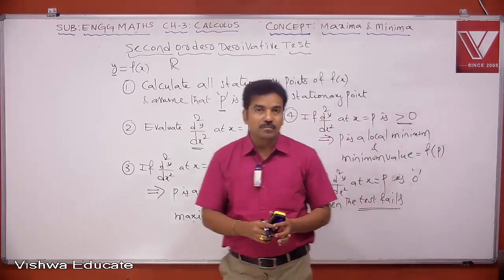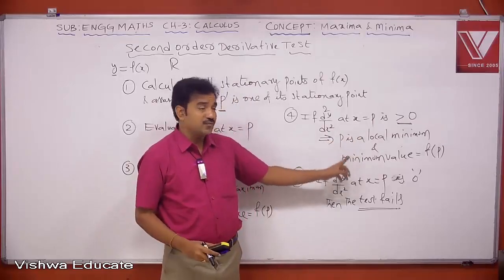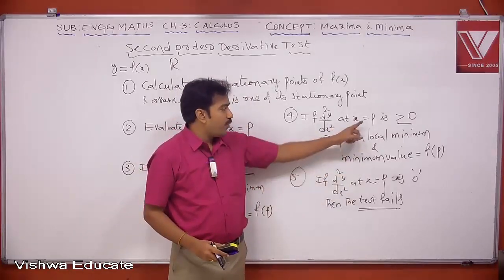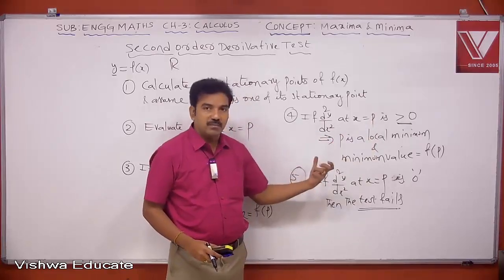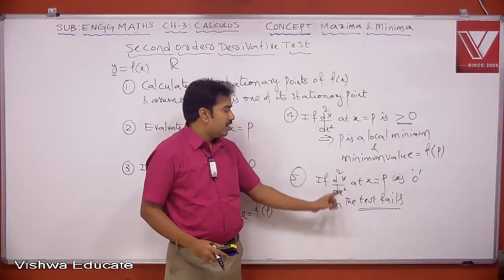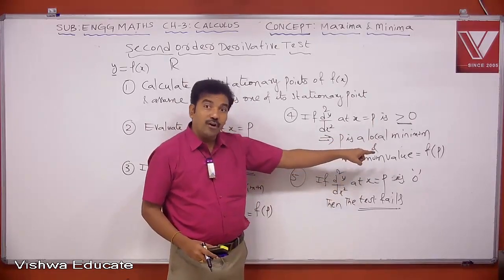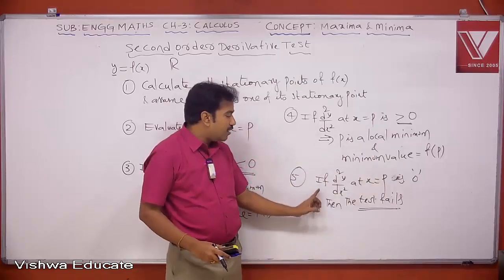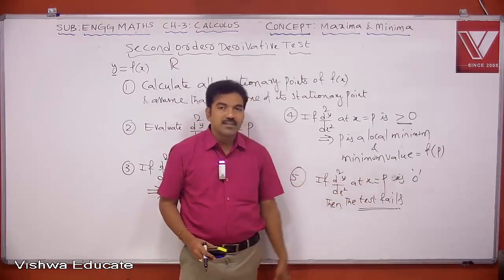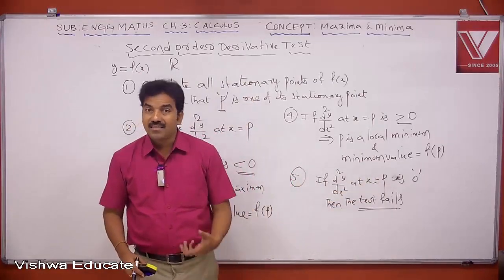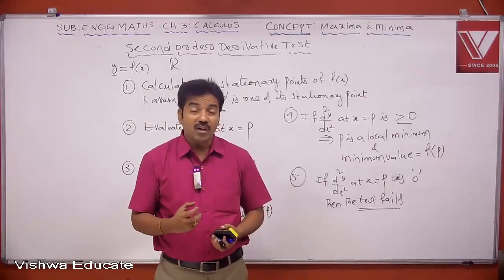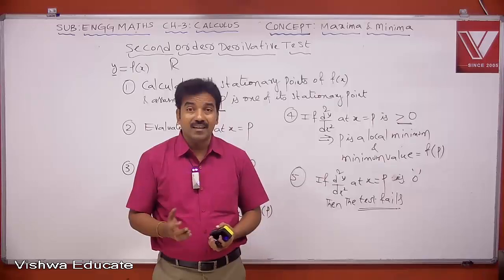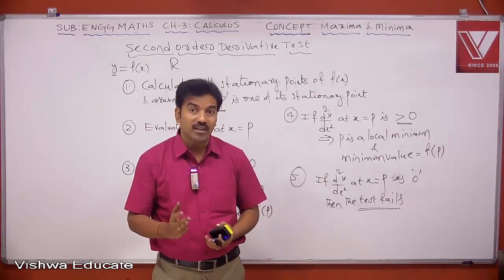If it is greater than 0, that we have discussed in case 4. If d square y by dx square at the stationary point is positive, at this point the function gets minimum. That is, p is a local minimum. That's why the minimum value is equal to f of p. Now, if d square y by dx square at x equal to p is 0, then the test fails. It means that we can't conclude directly about p. That means the result may vary from example to example.